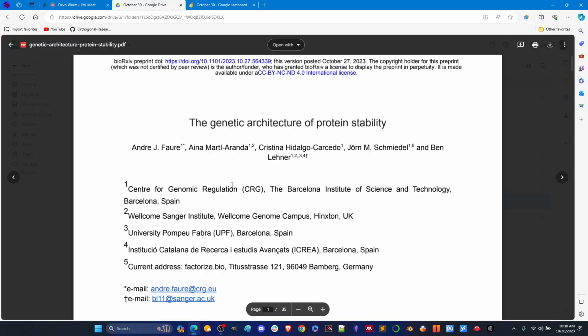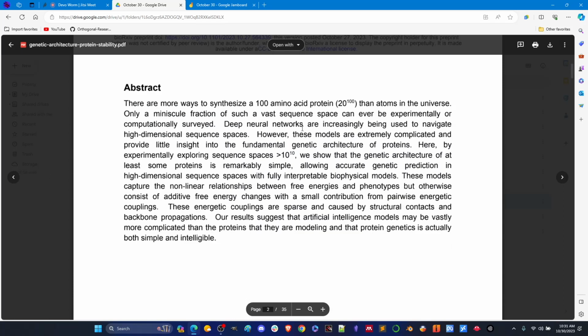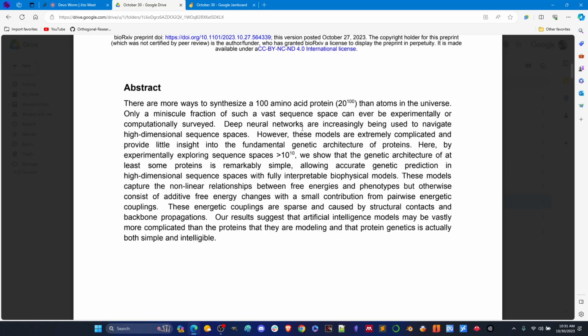So now I'd like to go over a paper on configurational space and proteins. This paper is called The Genetic Architecture of Protein Stability. It considers the configurational space of protein sequences and protein folding, and how it's very large, but maybe we can reduce this using the genetic architecture to predict viable configurations or things in that neighborhood, so it can reduce the search space of, say, a deep neural network trying to solve protein folding problems.